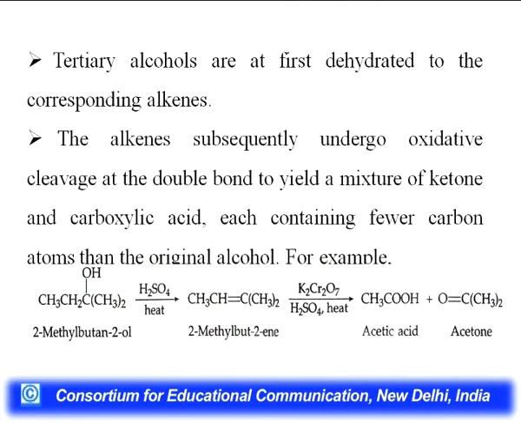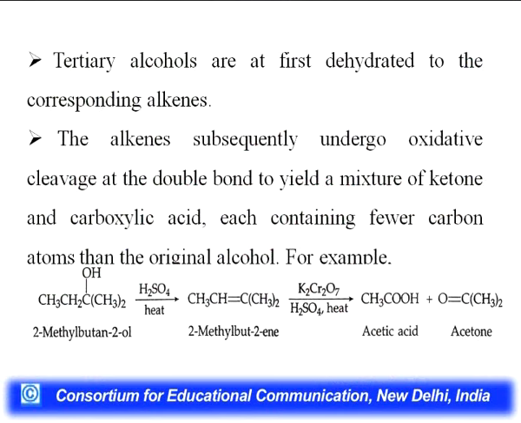Tertiary alcohols are first dehydrated to the corresponding alkenes. The alkenes subsequently undergo oxidative cleavage at the double bond to yield a mixture of ketone and carboxylic acid, each containing fewer carbon atoms than the original alcohol.